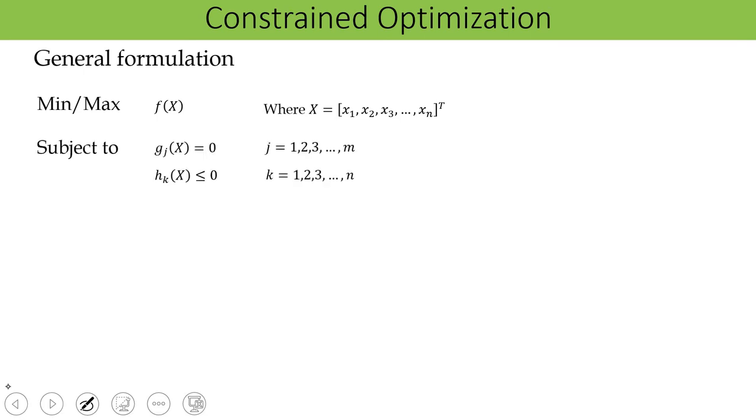So as we have discussed, the general formulation of an optimization problem is either a minimization or maximization of a function. I have written here minimization or maximization of a multivariable function, that is, we have up to n variables. Then the problem is subject to two types of constraint: one is the equality type constraint and another one is the inequality constraint.